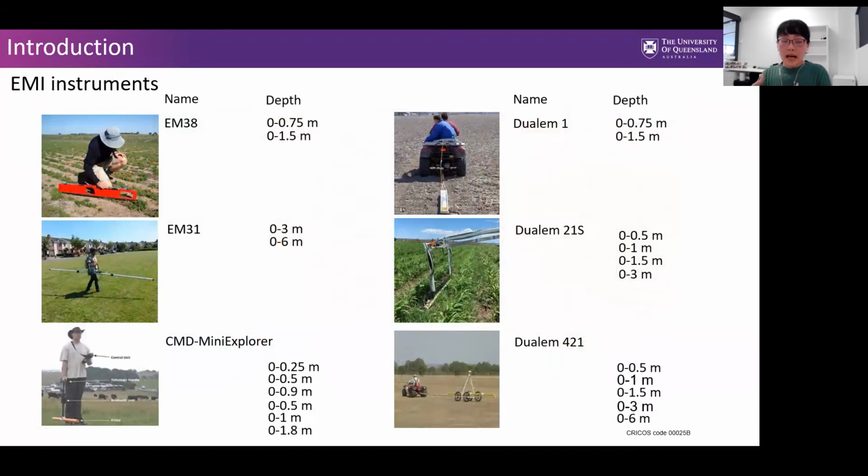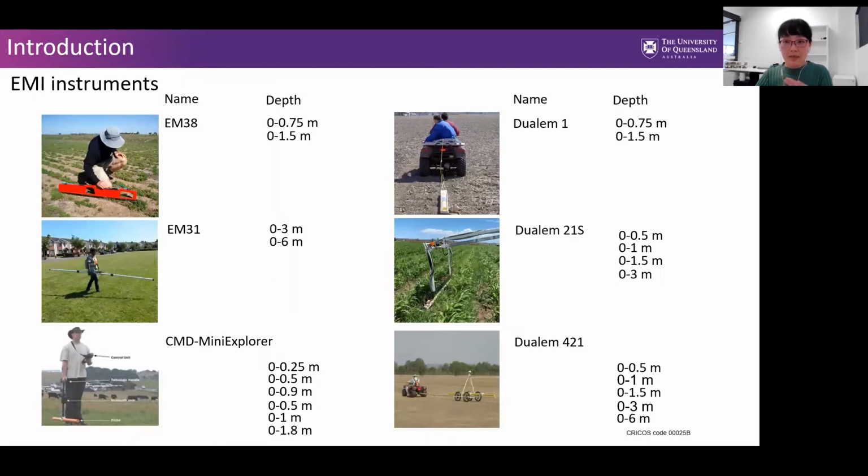There is a large range of EM sensors available commercially. For agricultural and soil investigations, the EM38, EM31, CMD Mini, and Dualem series instruments are commonly used. All of these sensors support GPS communication and a data logger, and they all have multiple receivers arranged in different combinations, in different configurations or orientations, which enable the sensor to collect the soil responses from multiple soil depths.